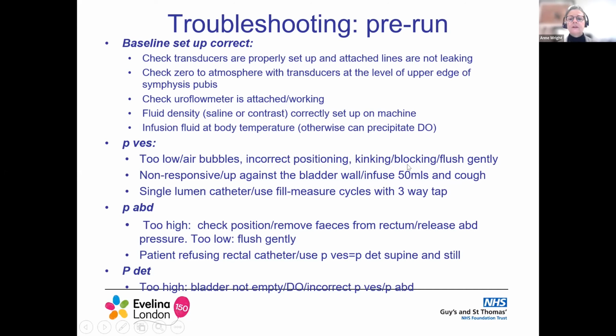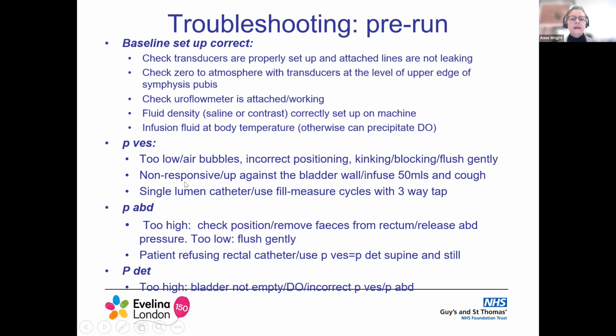The catheter can be blocked by gel or mucus. And the thing to do is to flush gently. Don't flush too harshly. If you flush most transducers above 300 centimeters of water, you can actually damage them. If you get a dead signal, they're non-responsive. The catheter hole may be up against the bladder wall. And what you need to do then is actually fill the bladder a little bit and then start measuring.